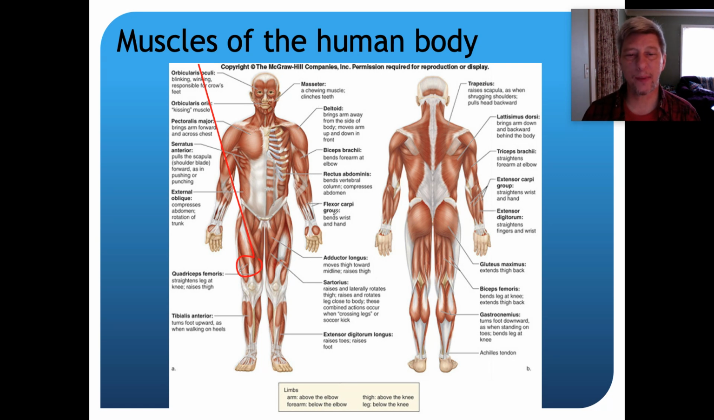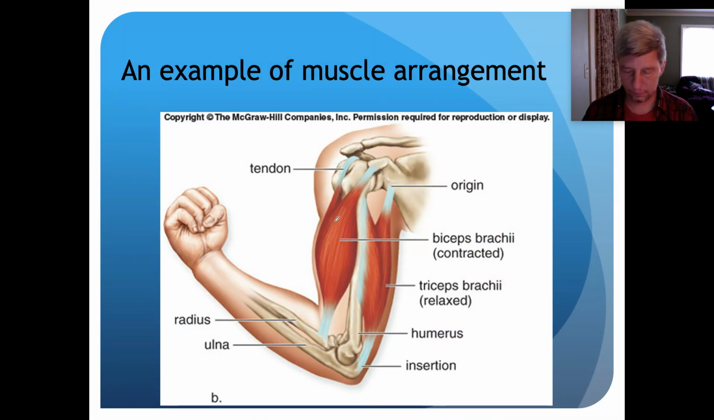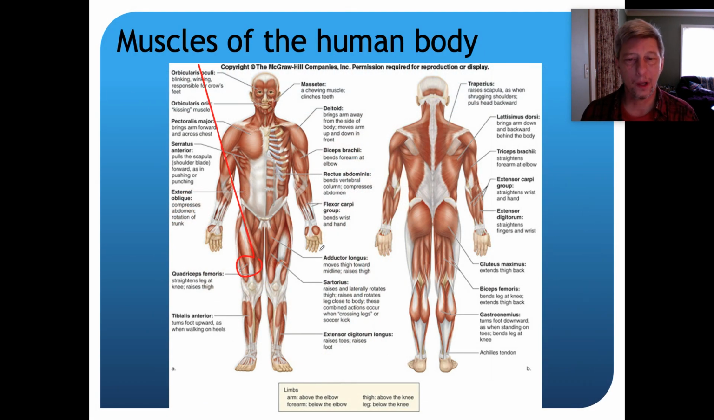Biceps we already talked about. The flexors in your lower arm. The adductor longus, this allows you to move your leg up and out, and so on. So on the back, you have the trapezius here. Notice again the direction. The latissimus dorsi, the triceps we already talked about. The extensors on the back of the arm.